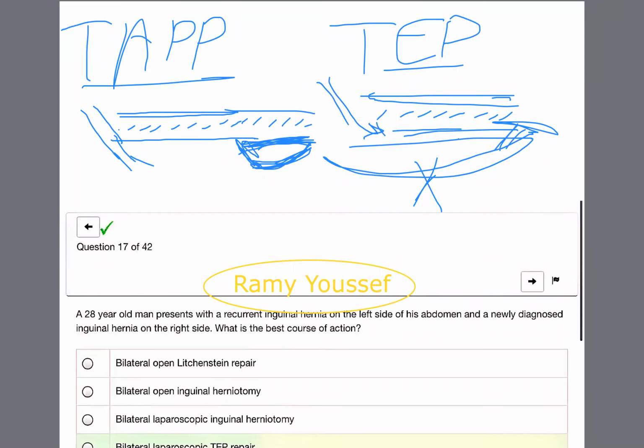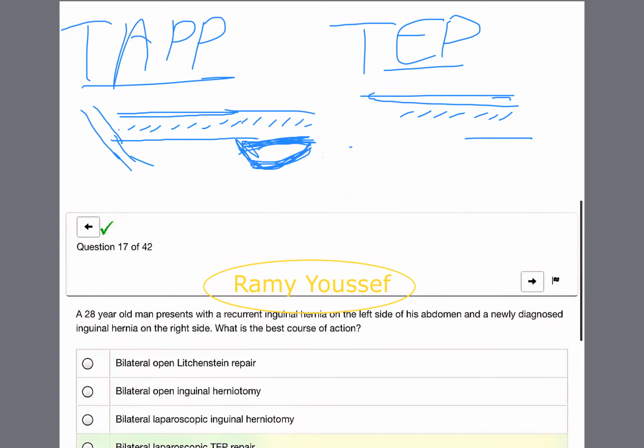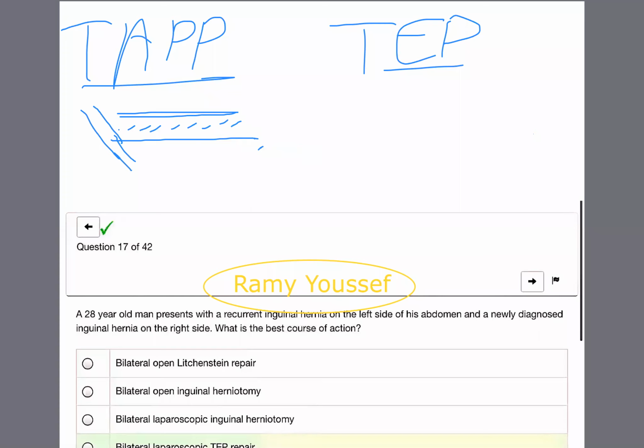In the tip, there is more adhesion. By the way, in both operations you'll find no adhesion, because in the first operation you open the external oblique and then deliver the cord, and you just ligated the neck of the hernia. So only a ligation will happen.